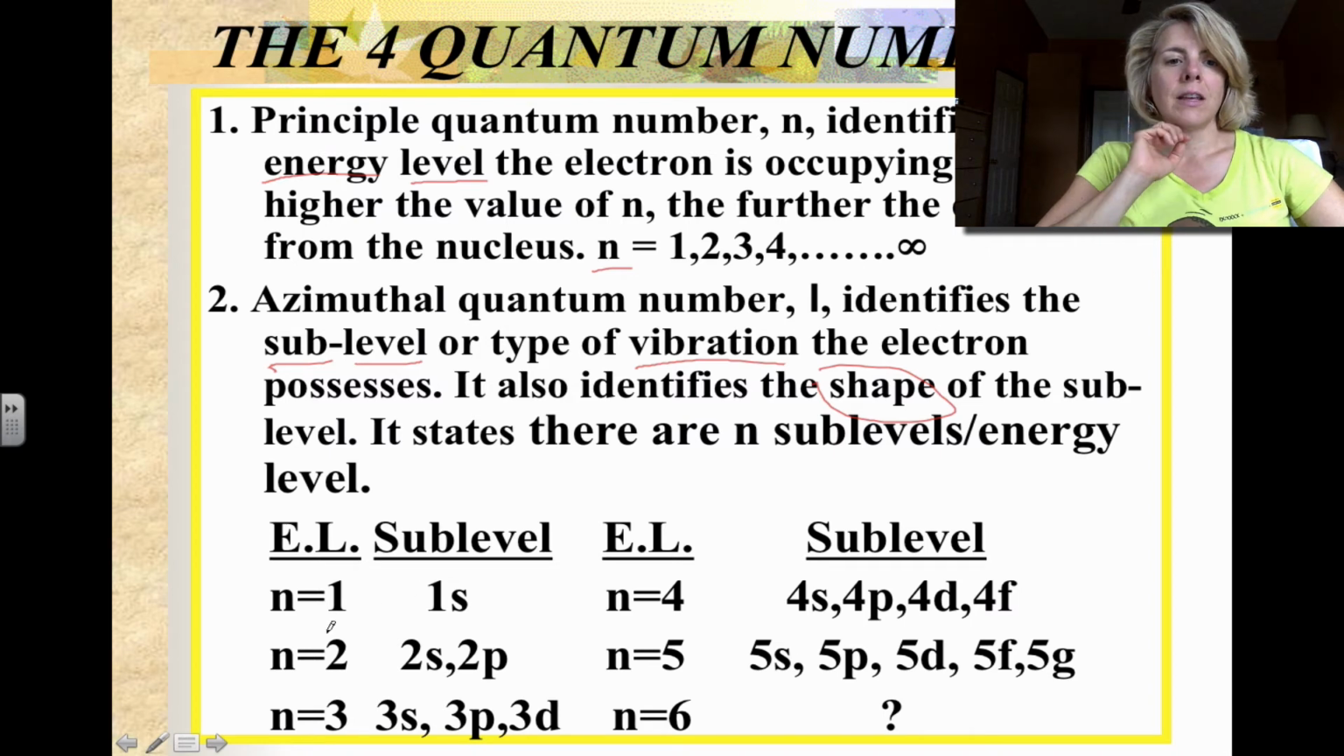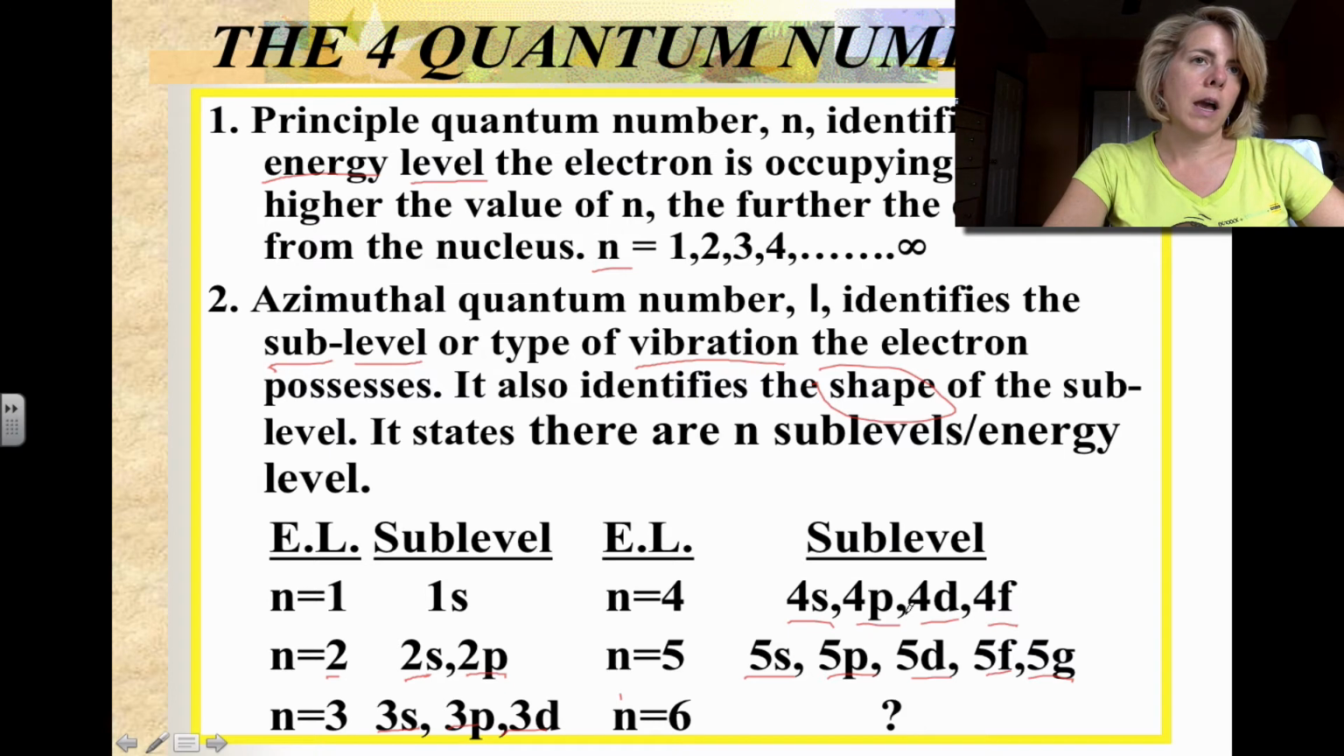Here we have energy level 2. Notice that there's two slots. There's a 2s and a 2p. For energy level 3, there are 3 slots. So there are 3 types of sublevels. And notice for energy level 4, there are 4 slots. For energy level 5, there are 5 slots. So if you had to guess for energy level 6, how many slots will there be? Correct, there'll be 6.